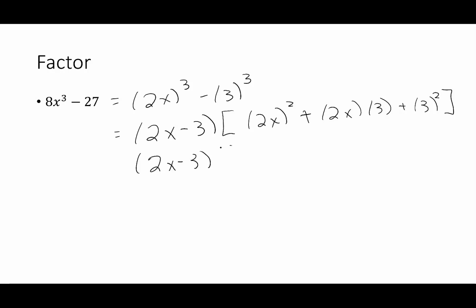We have 2x minus 3. Then I have 4x squared. 2 times 3 is 6x, and then plus 9.